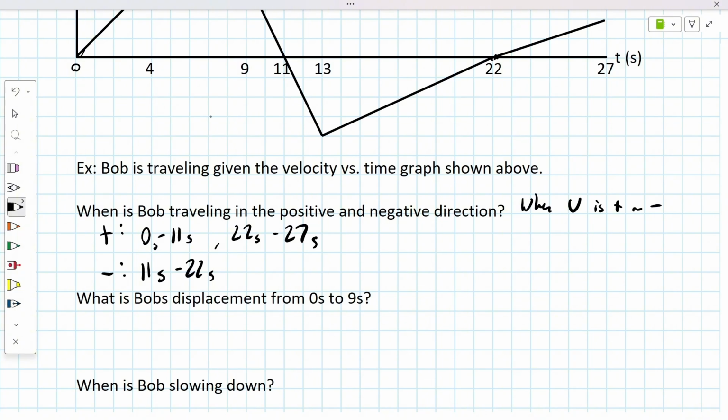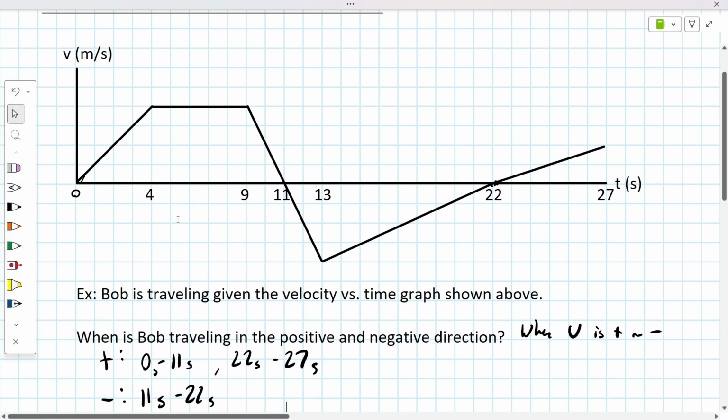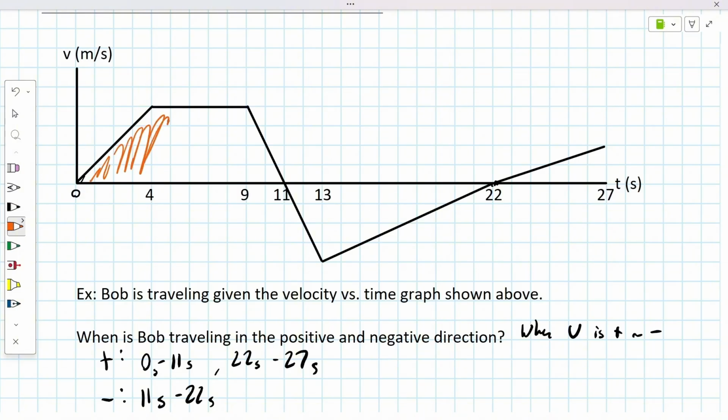Okay, so now we need to find what is Bob's displacement from 0 to 9 seconds. So displacement, how are we supposed to find displacement using velocity? We know how to find acceleration, it's just a slope, but how do we go backwards? How do we go from velocity to displacement or position? And to do that, we have to find the area. So if we wanted to find the displacement from 0 to 9, we would find this area under the curve right here. So this area will equal the displacement.